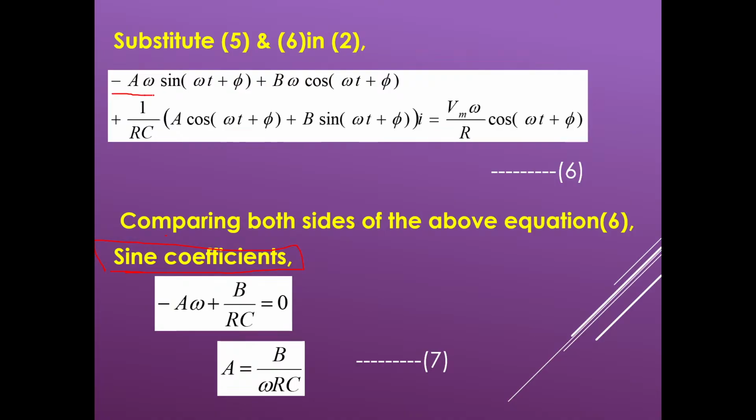What are the sine coefficients? Minus A omega is one sine coefficient. Another sine coefficient is 1 by RC into B. That is equal to the right side, which has no sine term, so equal to 0. So if you compare sine coefficients, minus A omega plus B by RC is equal to 0. Just rearrange the terms and write in terms of A: A is equal to B by omega RC. Consider it as equation number 7.